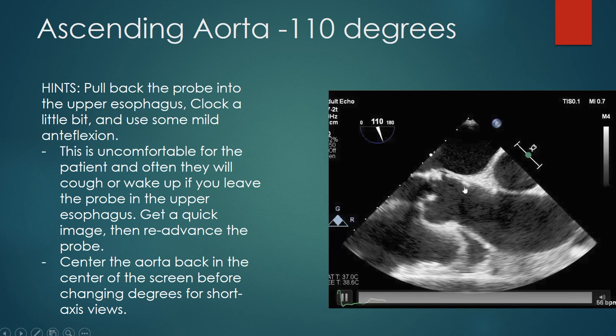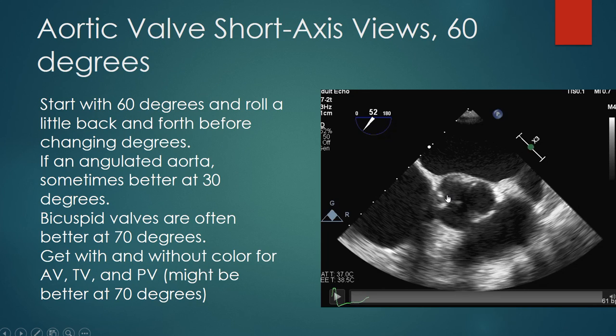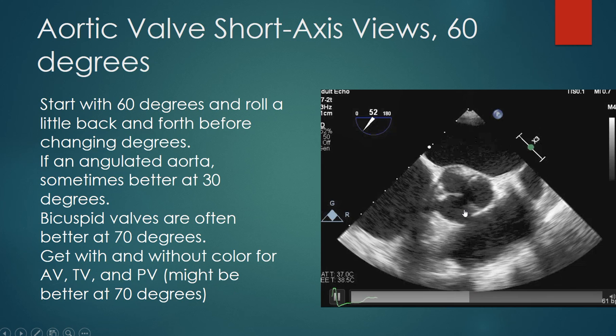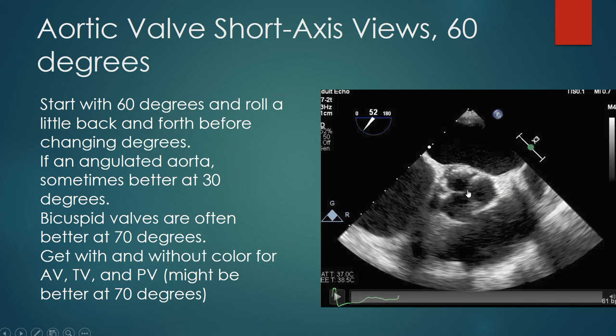So once you get the aorta into the center, now you go down between 50 or 60 degrees to get the aorta centered in the center of the screen. So here we're going to get aortic valve with and without color, tricuspid valve with and without color with an RVSP, with continuous wave Doppler, and your pulmonic valve. Okay. Oftentimes with bicuspid valves, it's useful to get 70-degree views, and also it tends to be easier to visualize the pulmonic valve at 70 degrees as well.